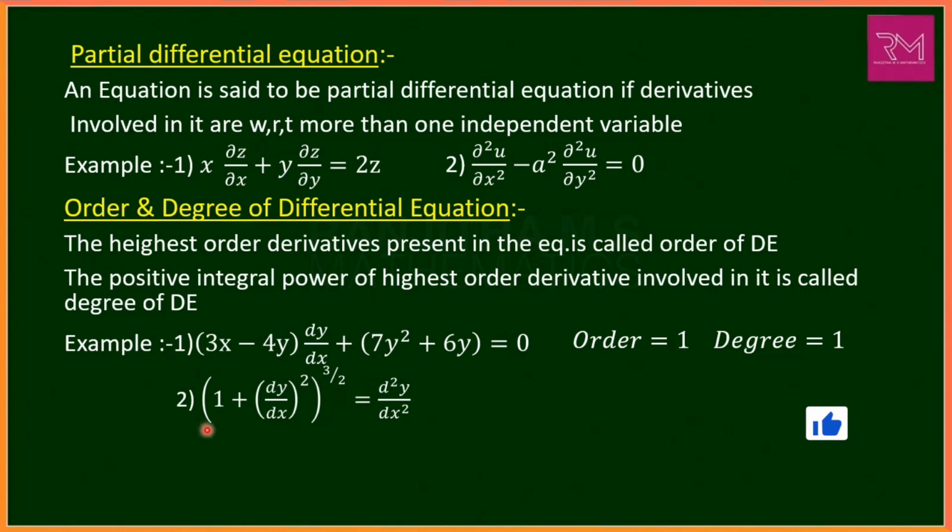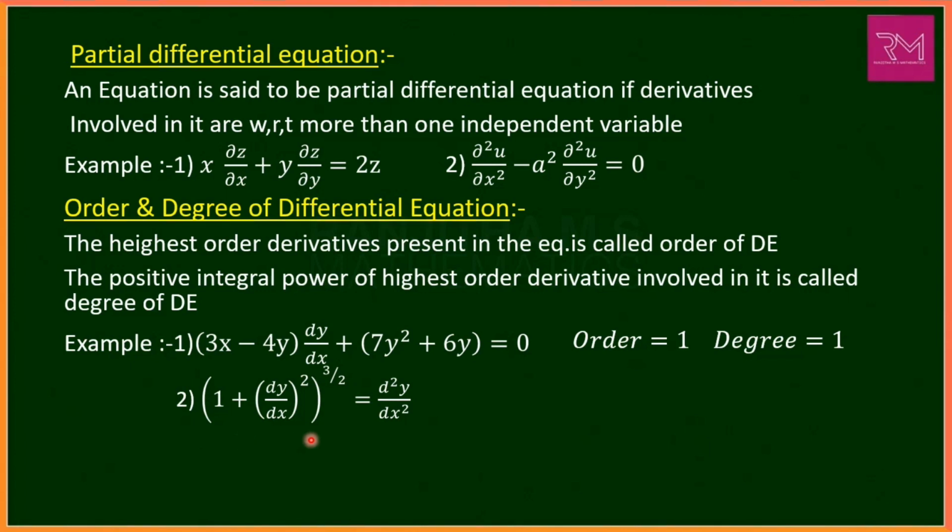Take another example: 1 plus dy by dx whole square, whole power 3 by 2, which is equal to d square y by dx square. Here, to find the order and degree of a differential equation, first you have to note the highest order derivative. But in this case, on the left hand side of the equation, we have 1 plus dy by dx whole square, whole power 3 by 2. Here, there is no particular order.